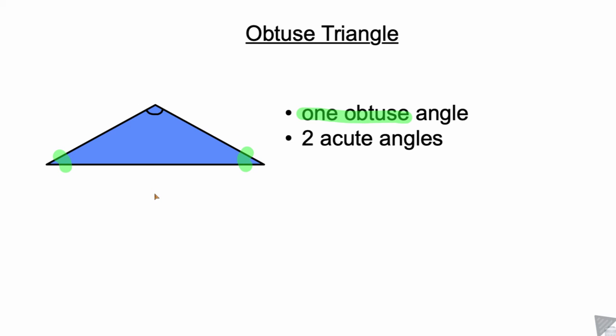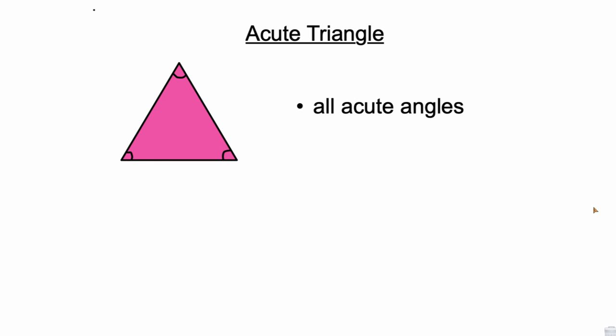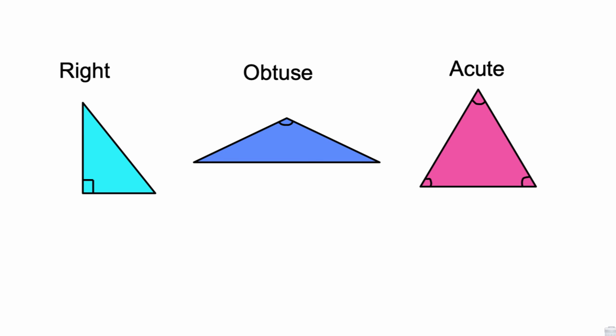Let's look at the last type of triangle. Our last type of triangle is the acute triangle. The acute triangle has all acute angles. So every single angle is going to be less than 90 degrees. Now, we mentioned the two triangles before, right and obtuse. They do have two acute angles in them. However, in order to be an acute triangle, all three have to be acute. So really quickly, this is a right triangle, one right angle, two acute. This is an obtuse, one obtuse angle, two acute. And this is an acute triangle, all angles are acute.